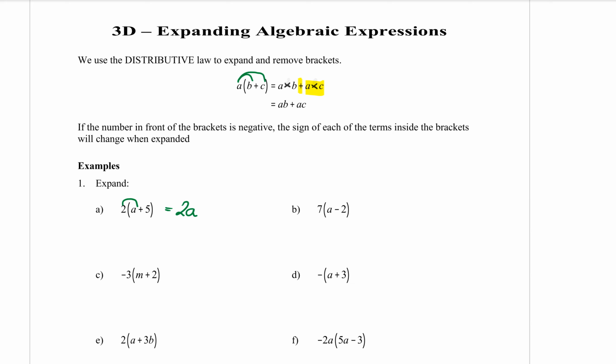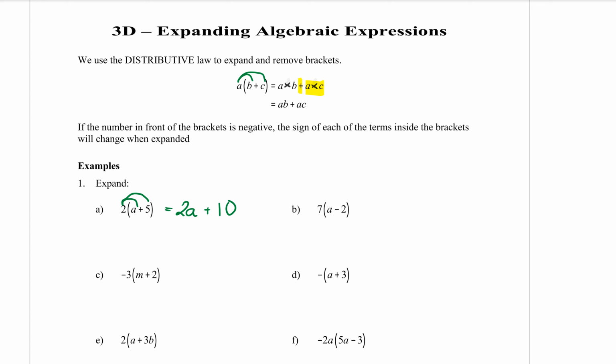Yeah? Now, in the bracket, I have a plus sign. So that means I'm going to need a plus sign next. And then I multiply the 2 with the second thing in the bracket. 2 times 5 is 10. Okay, so basically what it means is each of these things inside the bracket have to multiply by that 2. That's what we're doing. Okay, let's try it again.